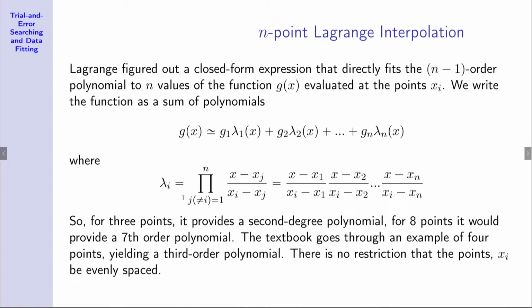So we can then say, well, if we have this and we have 3 data points, then what this is going to give us is a second degree polynomial, right? Because we skip one of those data points, right? So this product here, we start at 1 and we go to n, but we skip the one where j is equal to i. Okay, so that's what this is telling us to do.